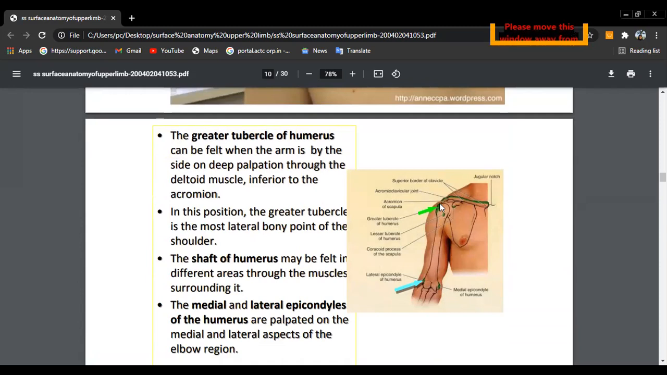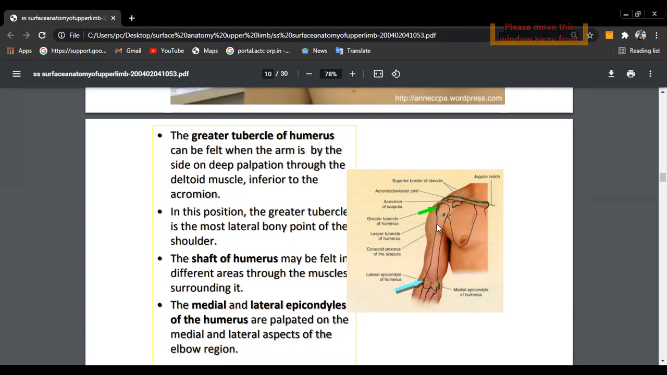If you observe this bone, we know this is the humerus. This is the head of the humerus and it has two bony elevations, the greater tubercle and lesser tubercle. Try to palpate the greater tubercle on yourself as we discuss. The greater tubercle can be felt when the arm is by the side. You palpate it deep through the deltoid muscle, because the round contour is the deltoid. Below the acromion, you would be able to feel the greater tubercle. In this position, the greater tubercle is the most lateral bony point of the shoulder.